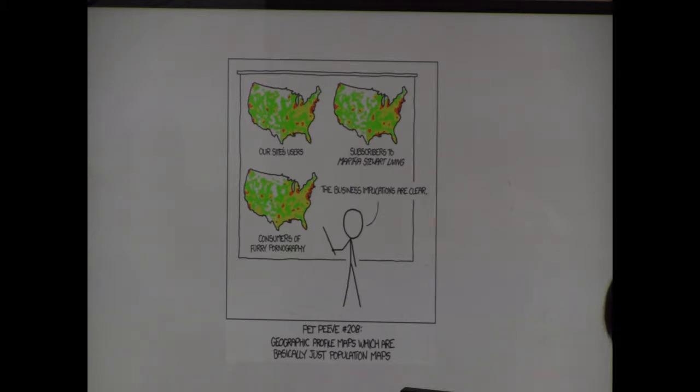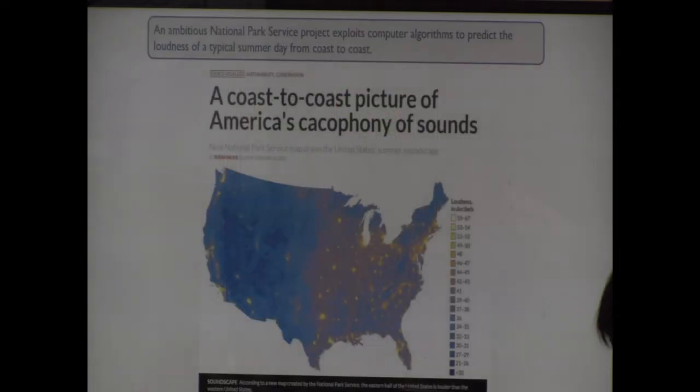Or the next map that comes up, I'll just start talking about it. The National Park Service did this really cool project to look at the areas where there was more sound pollution. So it's the picture of America's cacophony of sounds. They use, I took this quote, it's like, they exploit computer algorithms in this ambitious project. And I think it's really cool, and I really like the map. And what the map really tells me is that it's louder where there are more people. And I love that they had a fancy computer algorithm that told them this, so they could make it as a cool map.